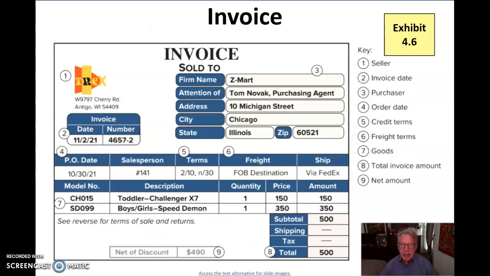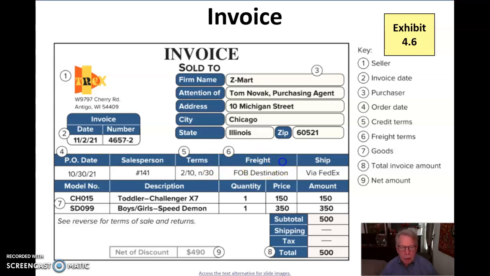Called a purchase discount. So here's our invoice. We're invoicing Z-Mart because we sold this to Z-Mart. We are TRC. So TRC sells to Z-Mart. The purchasing agent was Tom Novak, and they're in a variety of places. But the key thing is that our terms are 2/10 net 30.